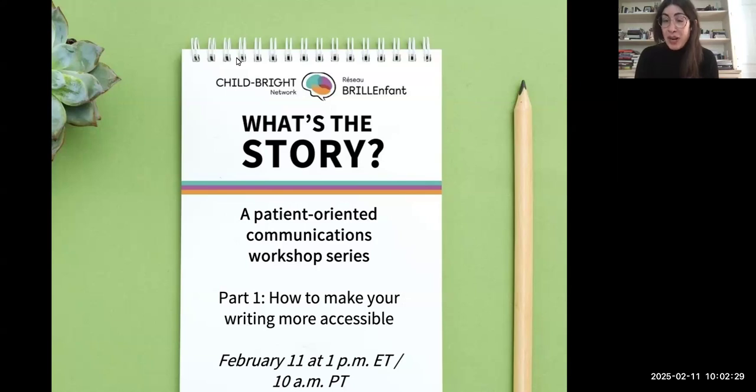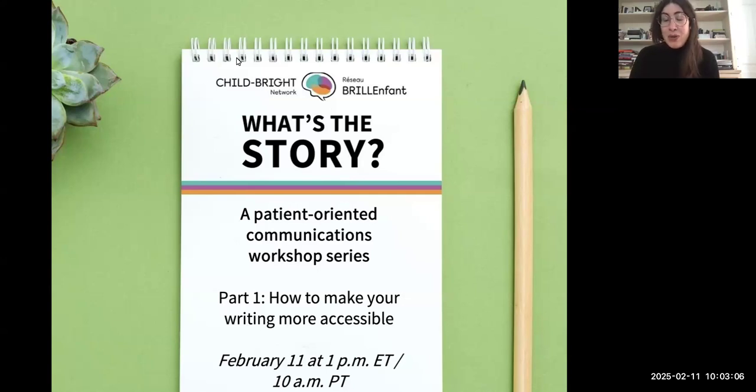So ChildBright Network, where I work, is a patient-oriented research network. And that means that everything we do, all the research we do to help improve the quality of life and health outcomes for children with brain-based developmental disabilities and their families, is done informed by and in collaboration with people with lived and living experience of disability. And so you can probably imagine, with a pan-Canadian network, we have nearly 500 members. It's interdisciplinary. We have people with lived experience, community partners.